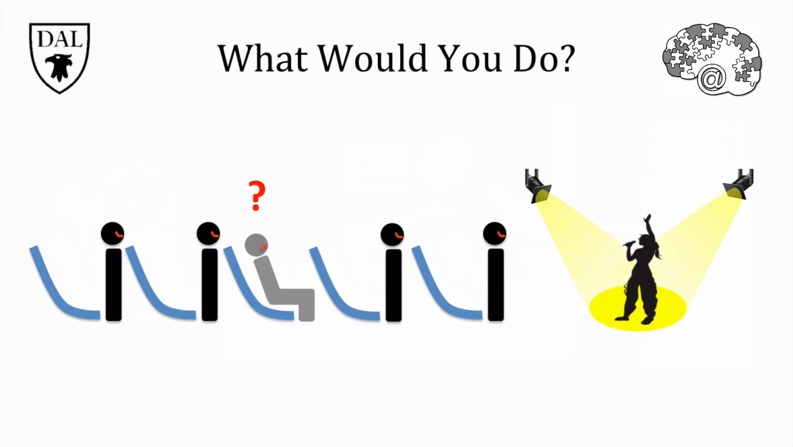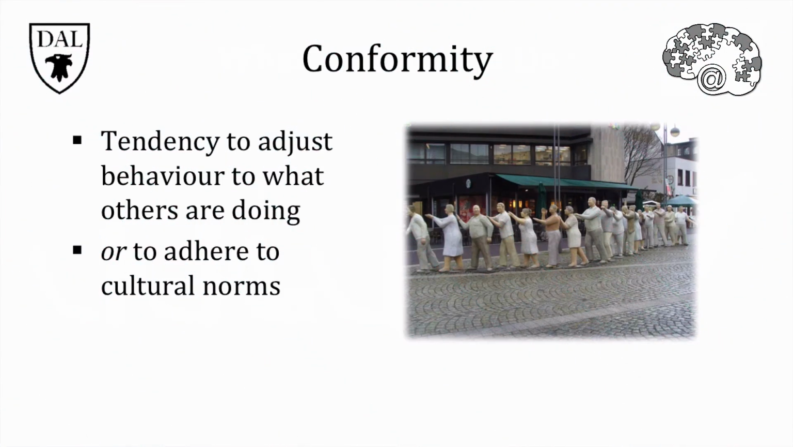If in either of these situations you do what others are doing, you are conforming. Conformity is the tendency to adjust behavior to what others are doing or to adhere to cultural norms. There are two main reasons why people conform.